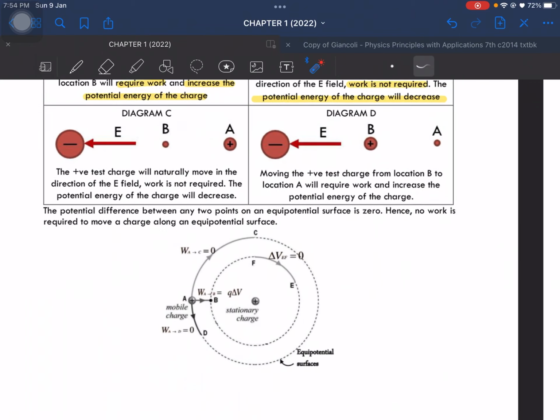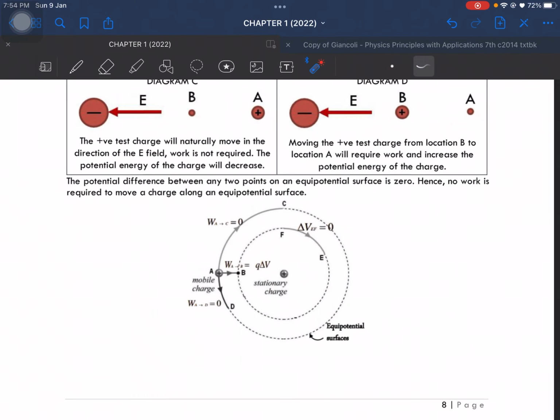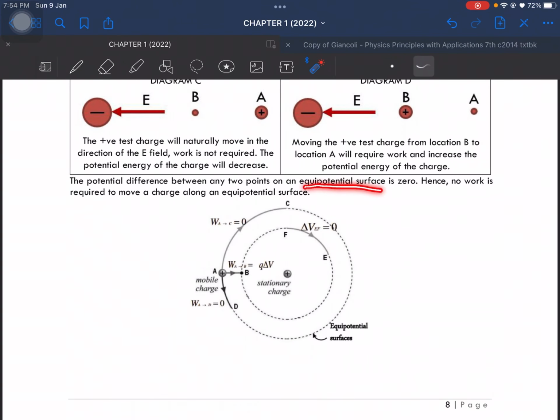Okay, and then the potential difference between any 2 points on an equipotential surface is 0, hence no work is required to move a charge along an equipotential surface. Okay, hope you can understand based on this one. I've explained it just now, I think. Okay, right.